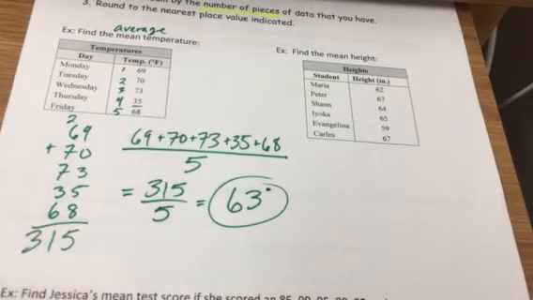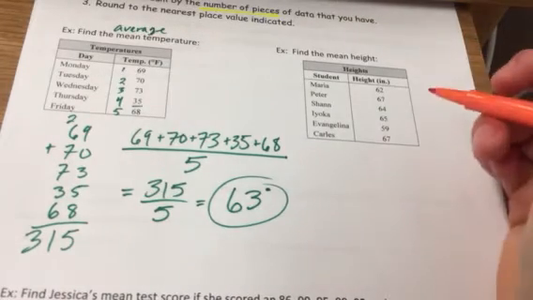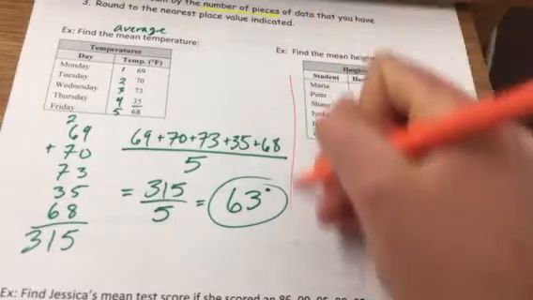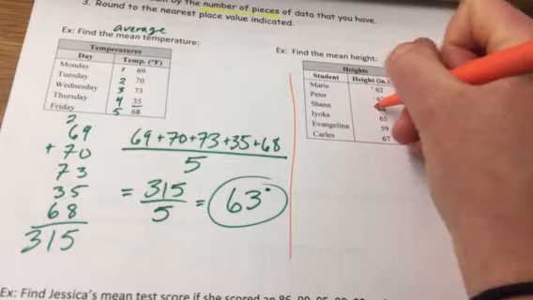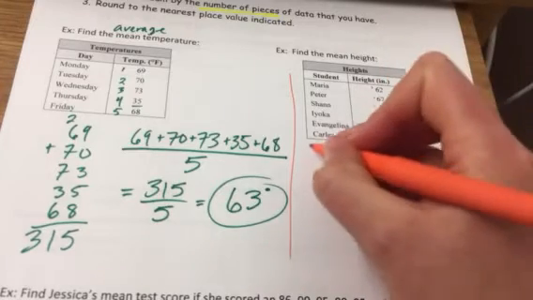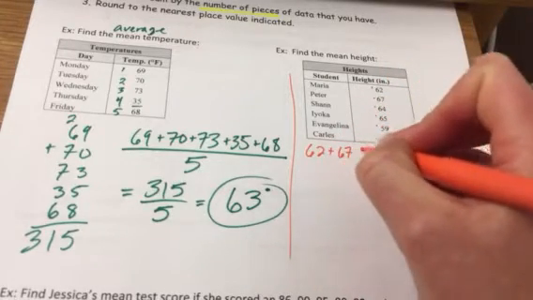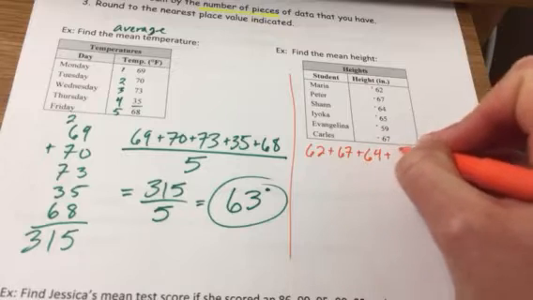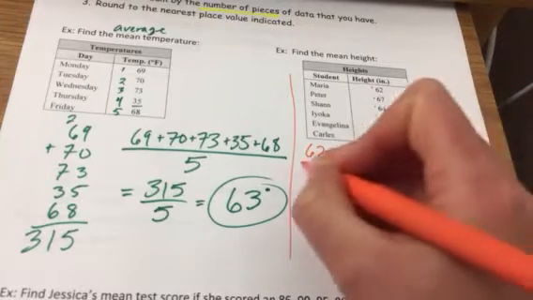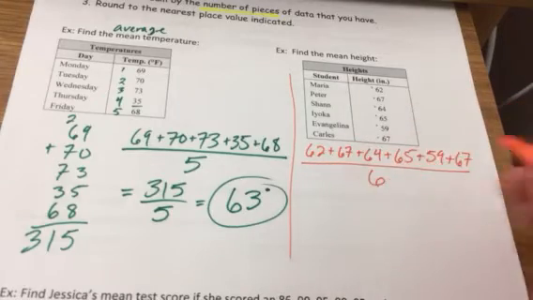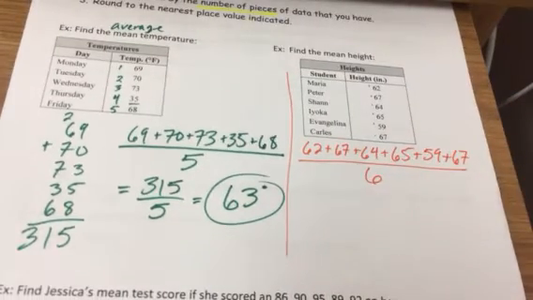Let's do another example. Let's find the mean height. Again, we're going to add up all of these pieces of data, and then we're going to divide by 1, 2, 3, 4, 5, 6 this time. So you have 62 plus 67 plus 64 plus 65 plus 59 plus 67, all divided by 6, because I have 6 pieces of data.